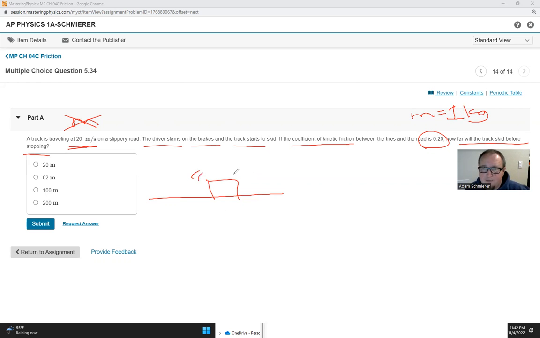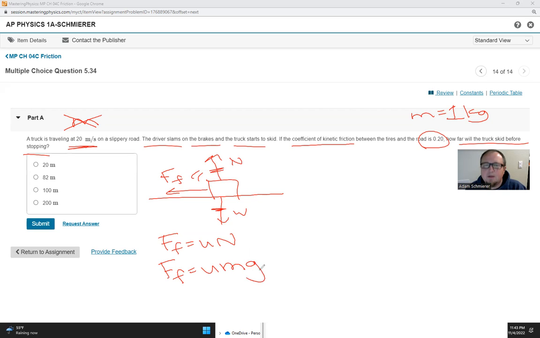Okay. So I'm moving here and I've got myself a normal force and a weight force. And then backwards, I have my friction. Tracking so far? Is that okay? Cool. So the first idea here is the force of friction is mu times normal. Well, let's look here. My normal force equals my weight force. So my normal force will equal mg.